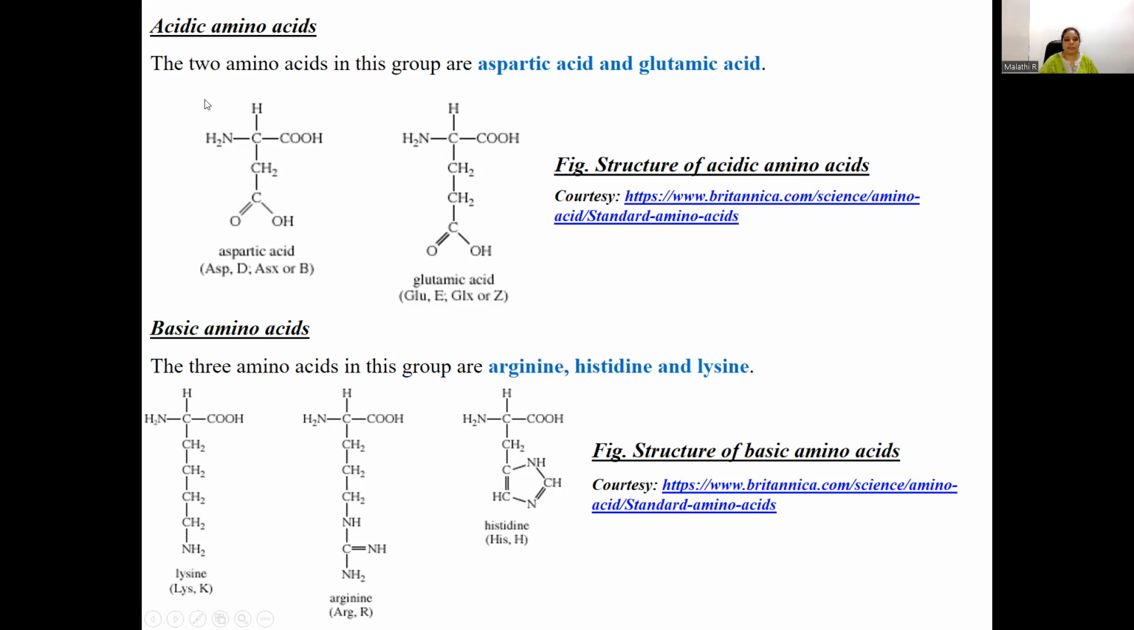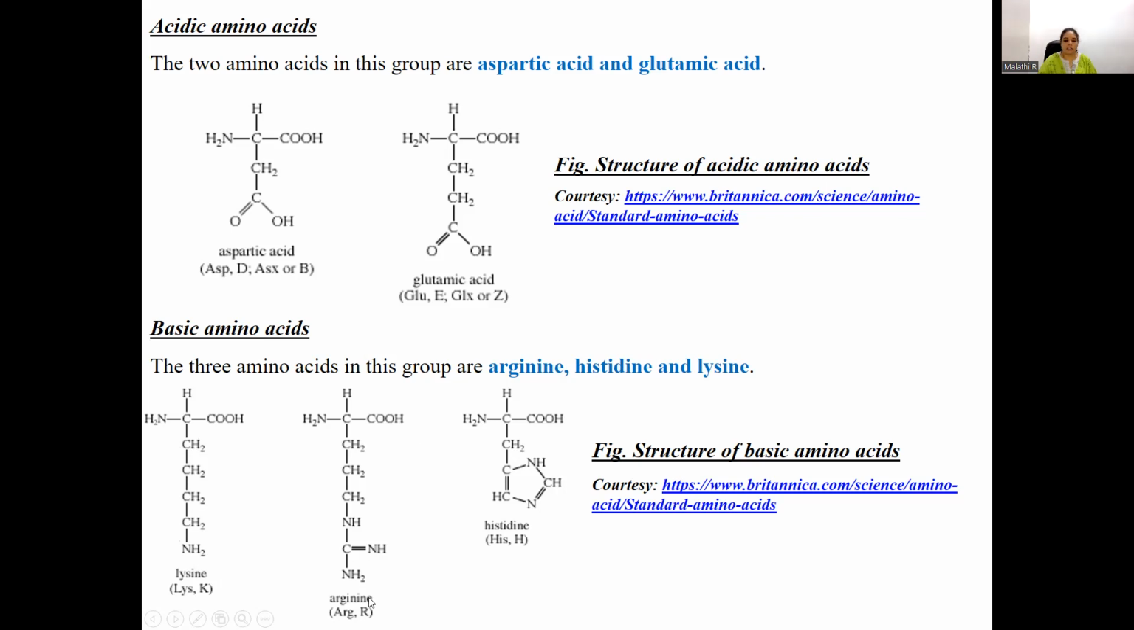An acidic amino acid has an acid group in its R chain also, whereas a basic amino acid has a base in the R chain. We'll see the three basic amino acids: arginine, histidine, and lysine. These three are the basic amino acids. In lysine, you see four CH2 groups followed by one amino NH2 group. This is basic, and this will be the R group of lysine.